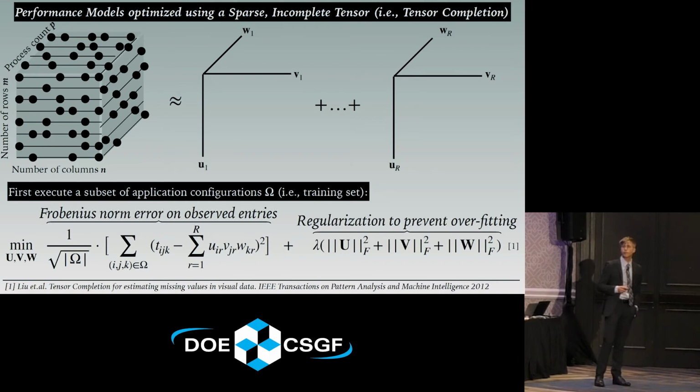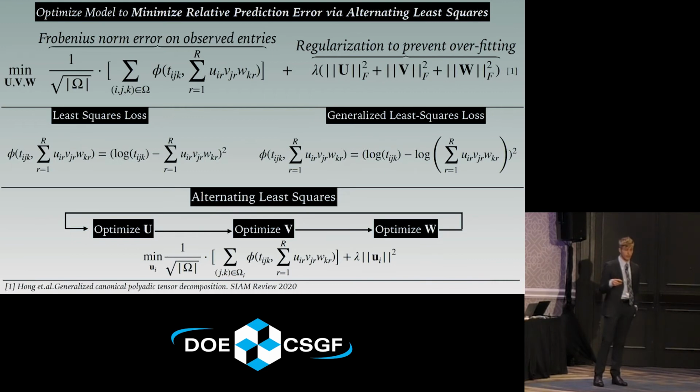So starting with a training set, omega, as shown, I give the objective that we want to minimize over the elements in the factor matrices U, V, and W. So we want to minimize the training error, which is the Frobenius norm error on observed entries, and to avoid overfitting to training data, we include regularization terms as well. Okay, but the objective just shown will not achieve high relative accuracy for performance data. And so we log transform the execution times, as well as sometimes log transform the model form as well. So we have a least squares loss and a generalized least squares loss.